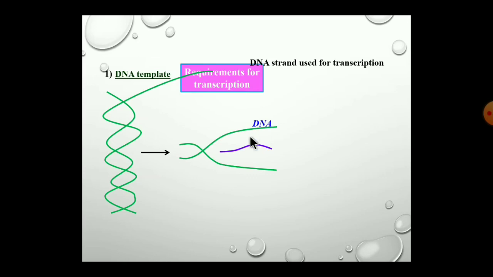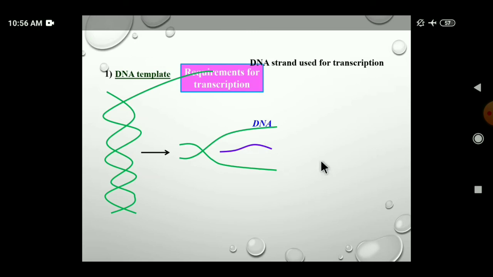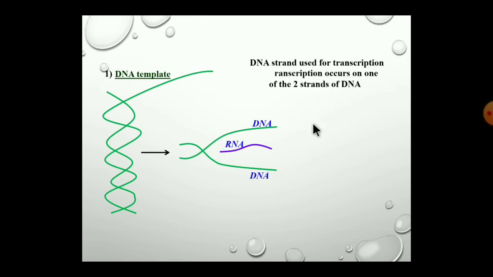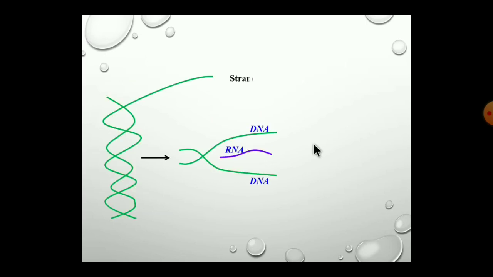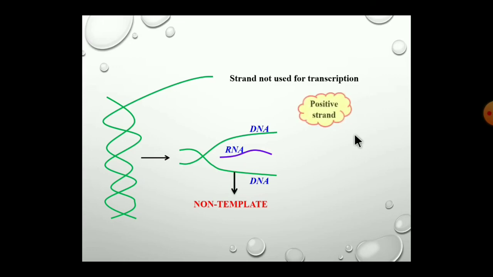So out of these two strands, only one strand acts as a template strand, and this strand we call the template strand, or antisense strand, or negative strand, or non-coding strand. Whereas the other strand, the opposite strand, the strand which is not used for transcription, is called the non-template strand, or coding strand, or positive strand, or sense strand.